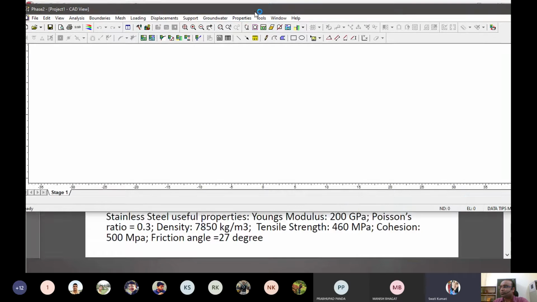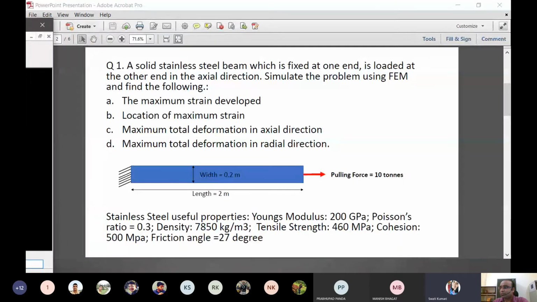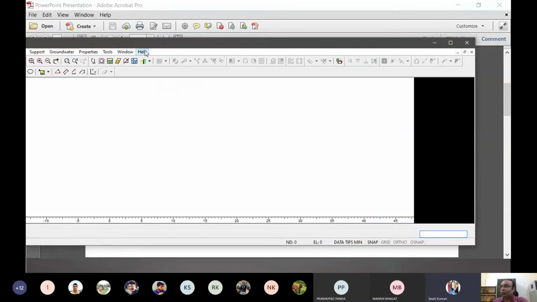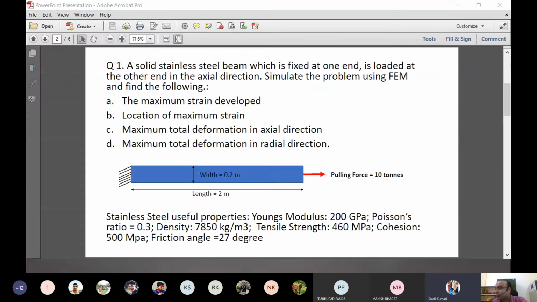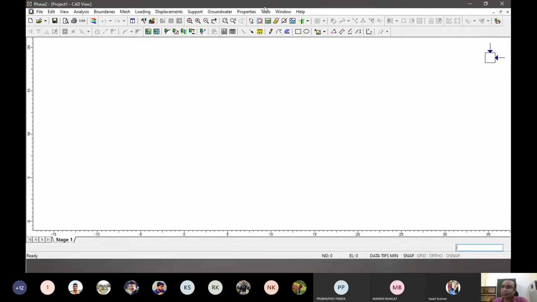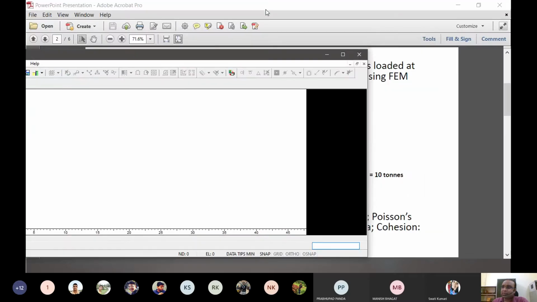So let's see this question. Let's consider the square itself. Generally, when we talk about any load that is applied to a face, loaded at the other end in the axial direction, it is implied that it is loaded throughout the face. Line force, what effectively it is doing, I'll show you. So let me take this question. I think that will be easier to explain.